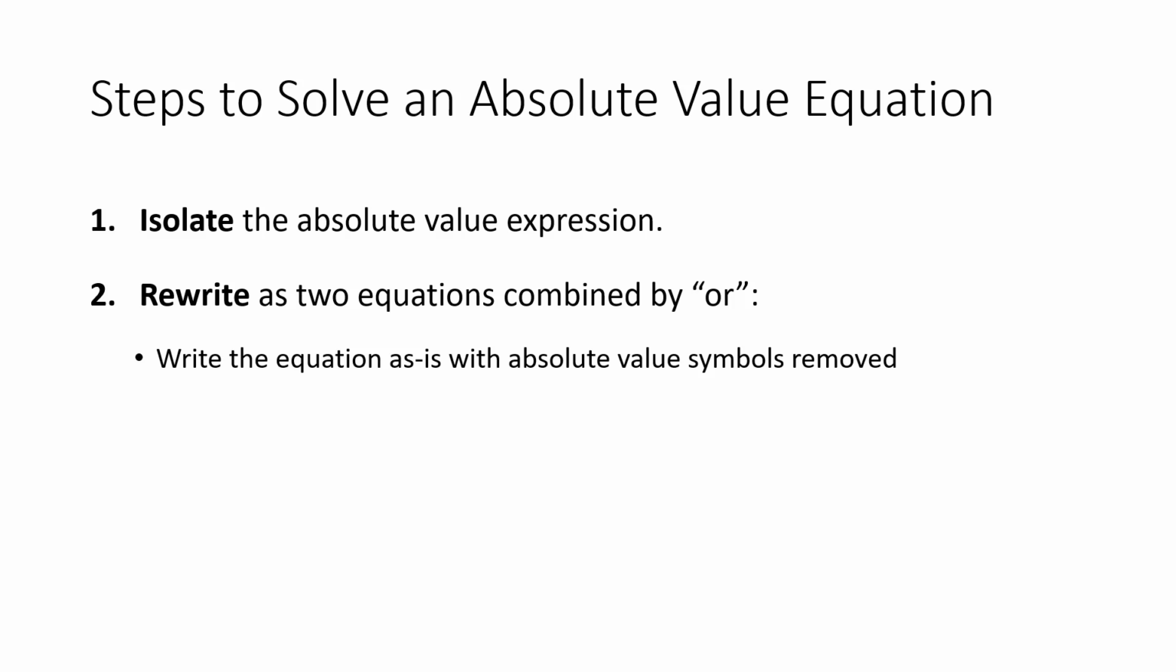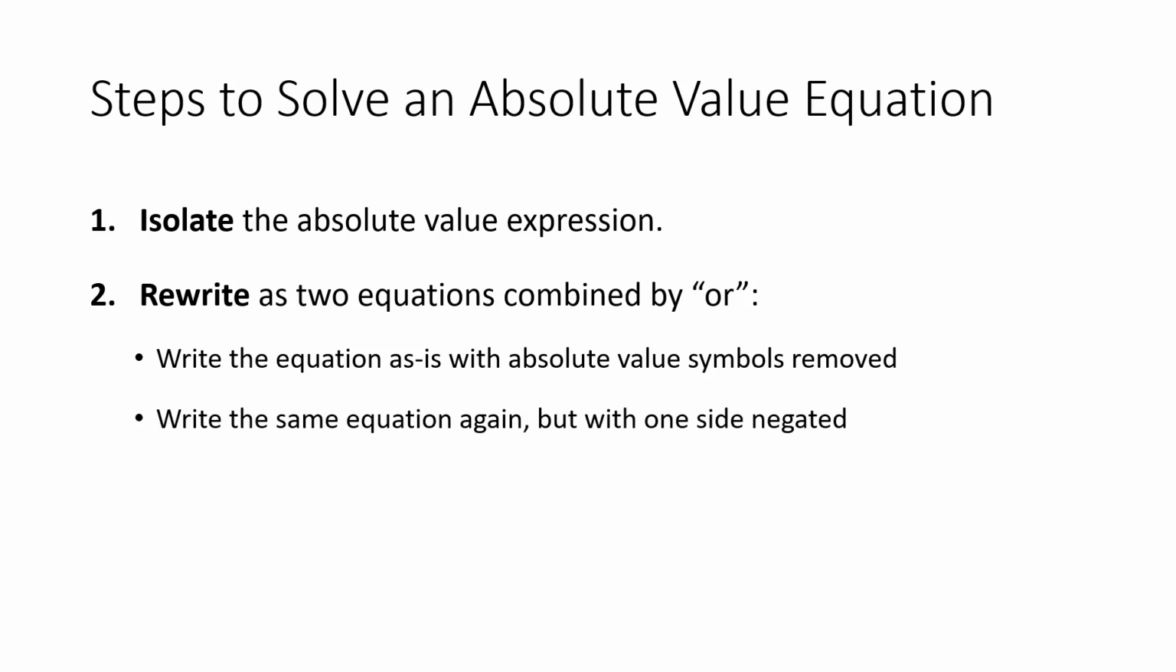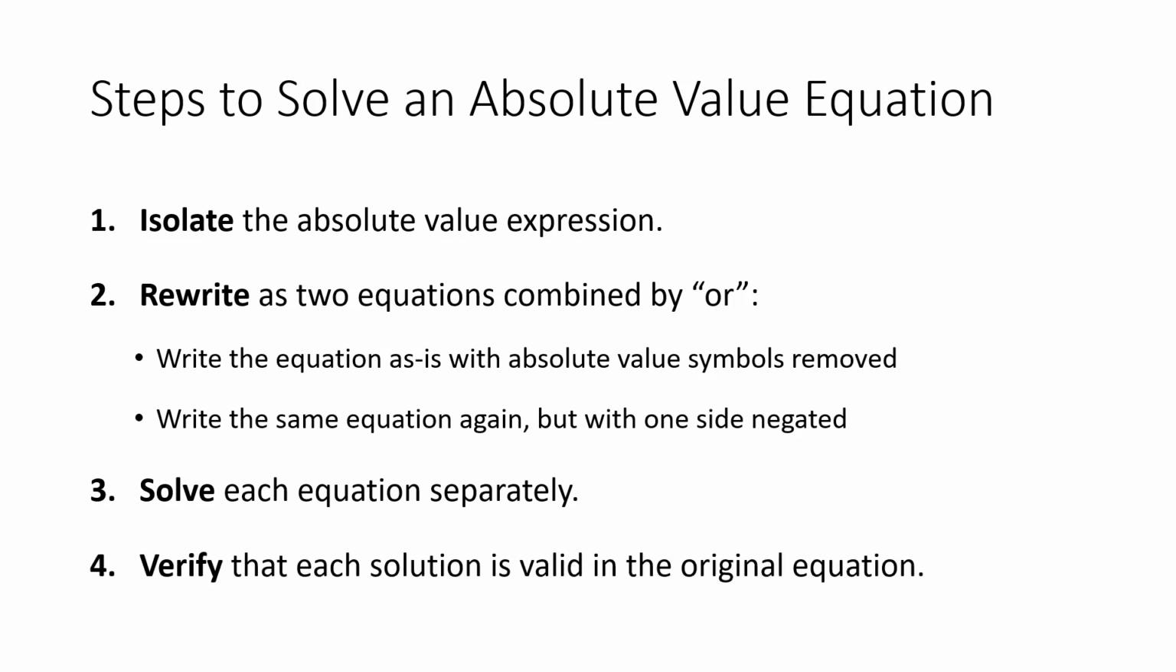So what we do is we'd write the equation as is, removing the absolute value symbols. And then we'll write that same thing again without the absolute value symbols, but we'll negate the other side. So we'll multiply that other side by -1. And then once we've got those two equations, solve each one separately. Generally, you're doing the same steps to both, so it's not too hard to do. And then go back and verify that each solution is actually valid. And again, later you'll see why that's important.